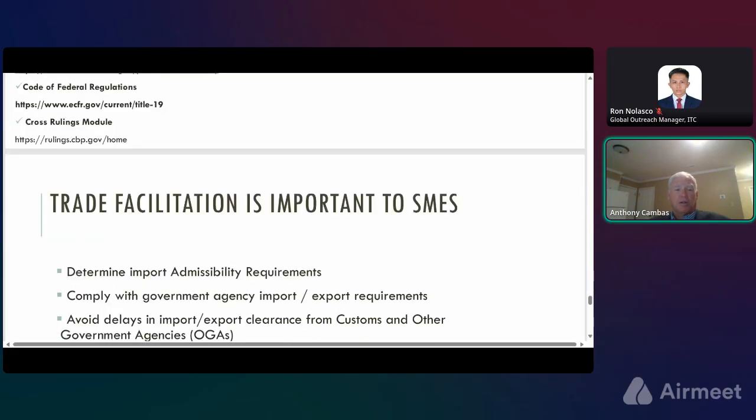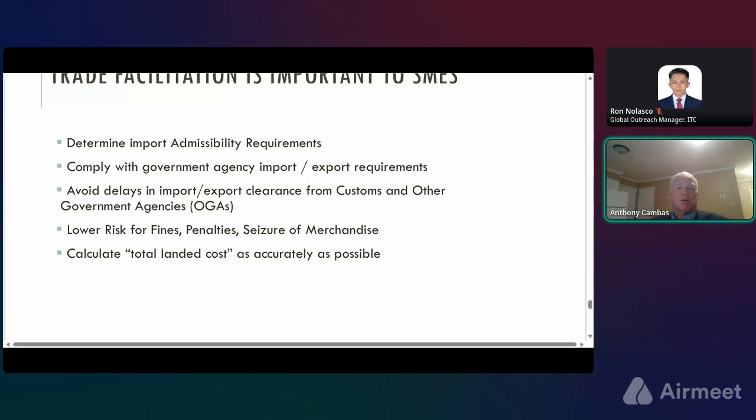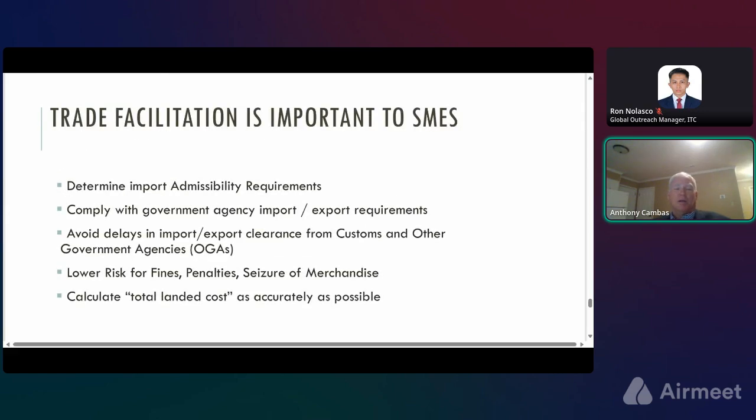So I think I'm getting close to the end, but just to reiterate why trade facilitation is important to small and medium enterprises. If you're trying to sell a good, and I would also add this to digital trade or cross-border trade, which is coming up more and more in the news again, such as whether or not there may be tariffs on digital trade. But determining what is required to import a good, but also a service or a technology.